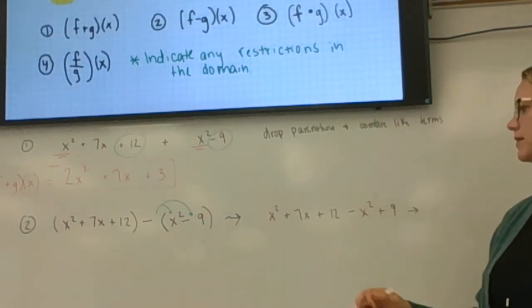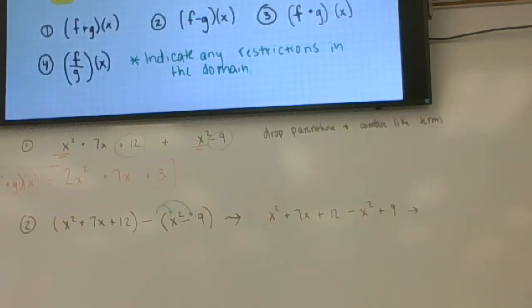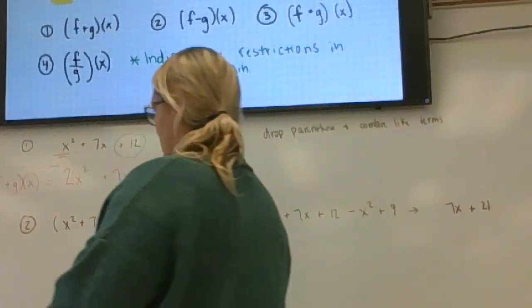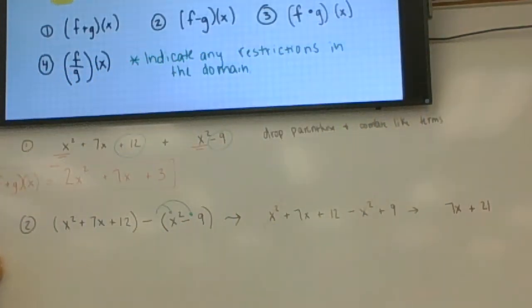X squared and a negative x squared cancel. End up with just a binomial. And I want you to write the operation that gave you that difference. So I'm going to indicate it was f minus g that resulted in 7x plus 21.